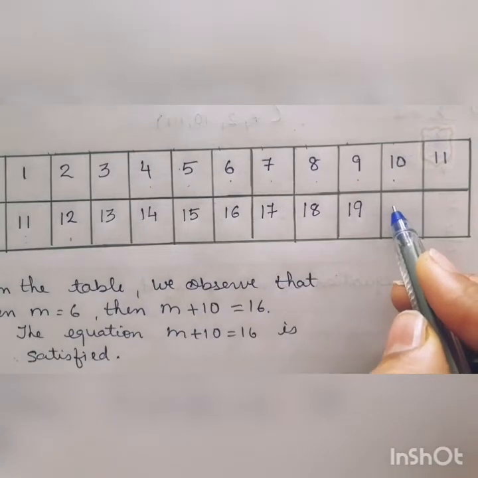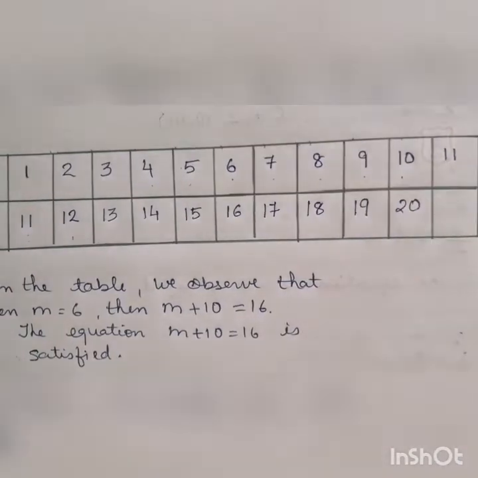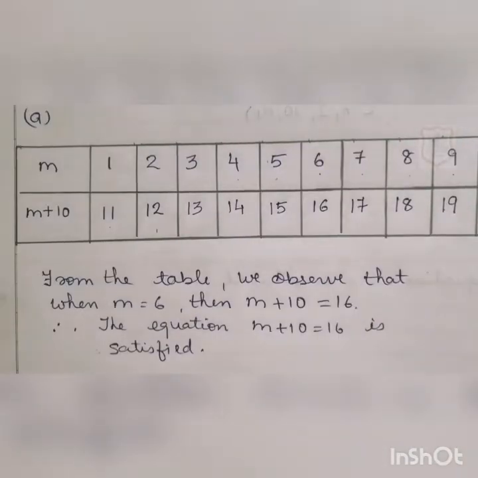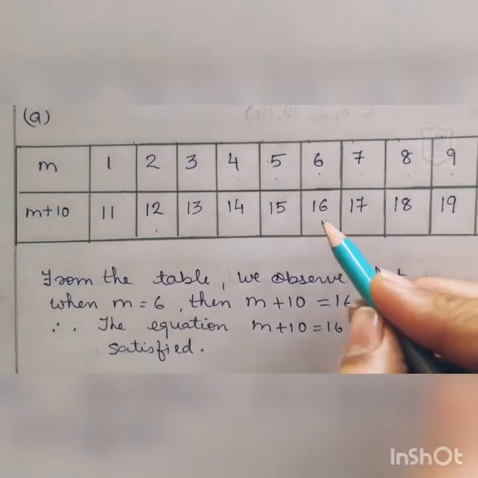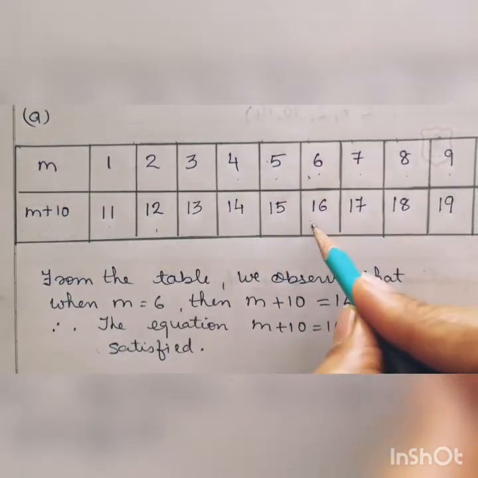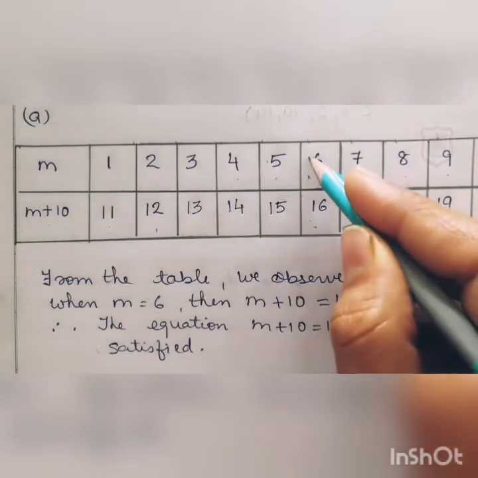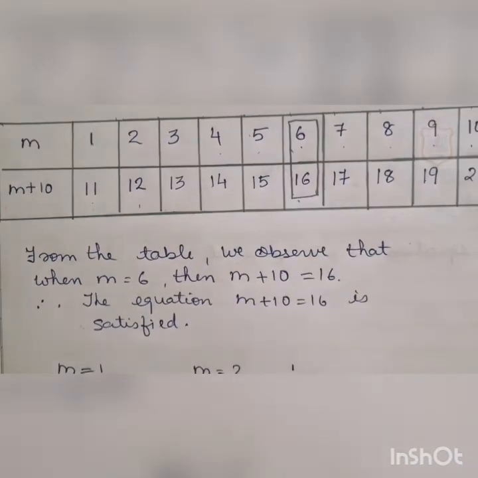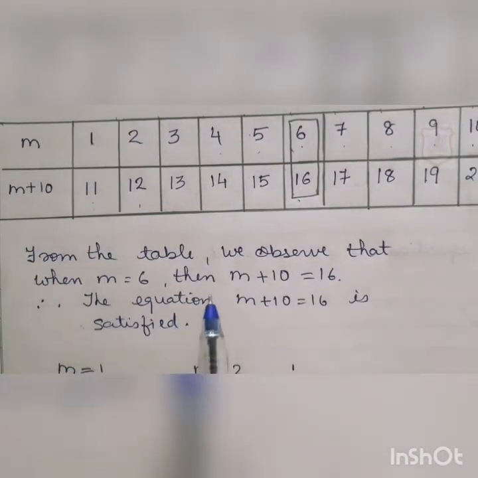And so on. We can write the table, but from this table we can observe that when m is equal to 6, then m plus 10 is equal to 16. Therefore the equation m plus 10 is equal to 16 is satisfied. So we'll make a box here. So with this we can say that this equation m plus 10 is equal to 16 is satisfied.